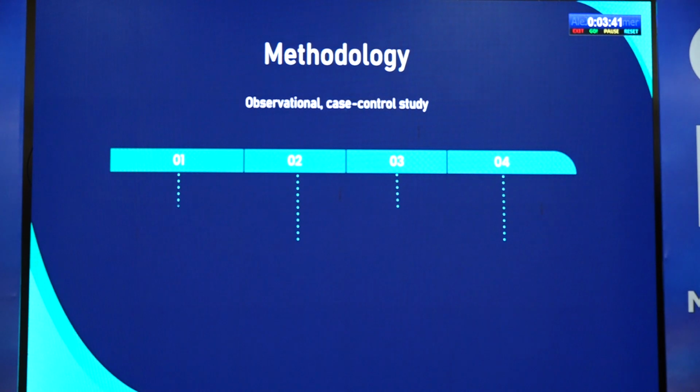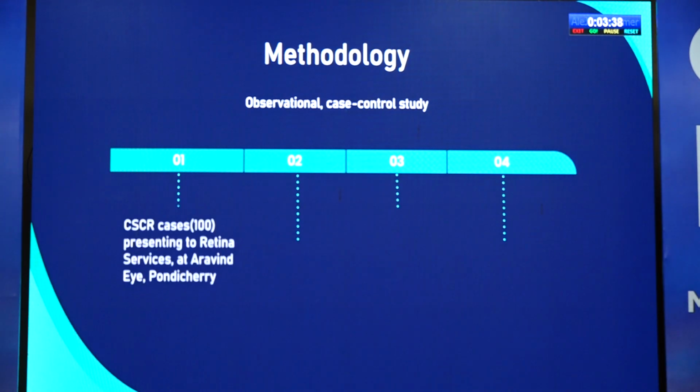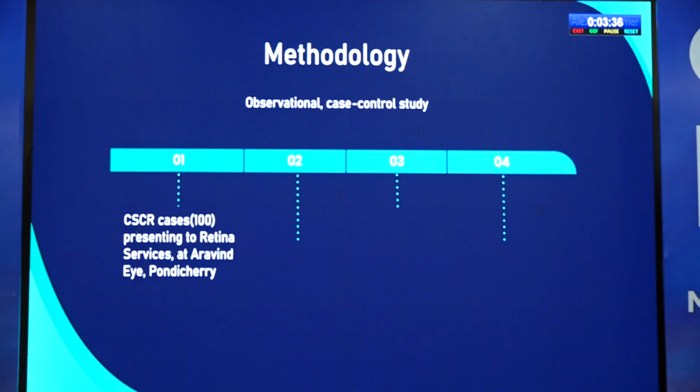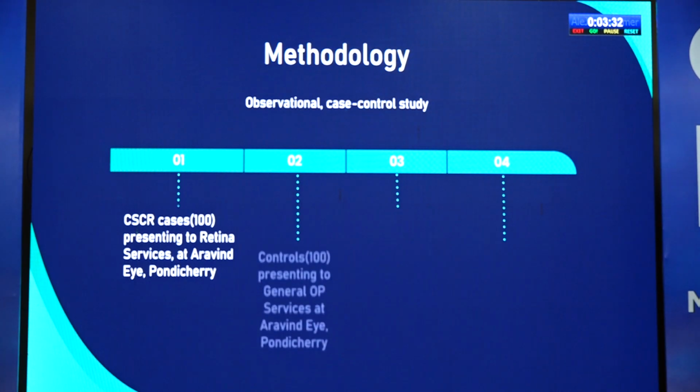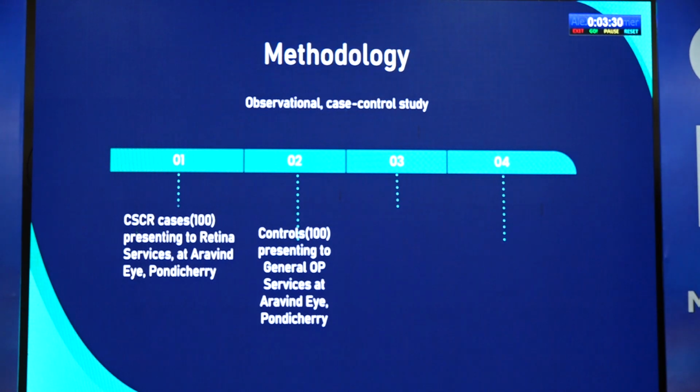It was an observational case control study. 100 cases presenting to retina services at Aravind Eye Hospital, Pondicherry were recruited after taking informed consent. And the controls were patients presenting to general unit at the same hospital. We took controls as less than grade 2 cataract and with no fundus pathology and having refractive error less than 2 diopters. They were age matched and gender matched.